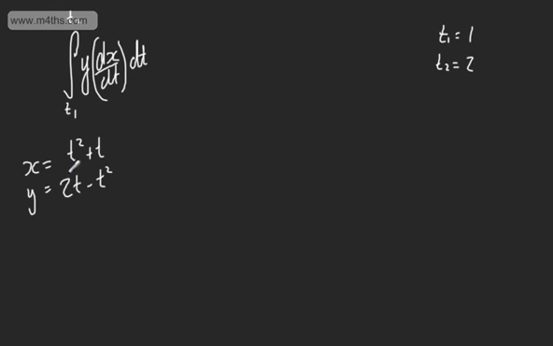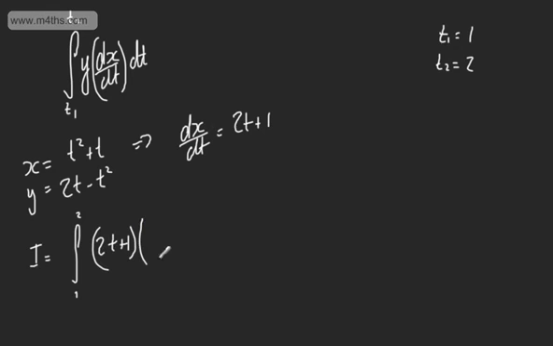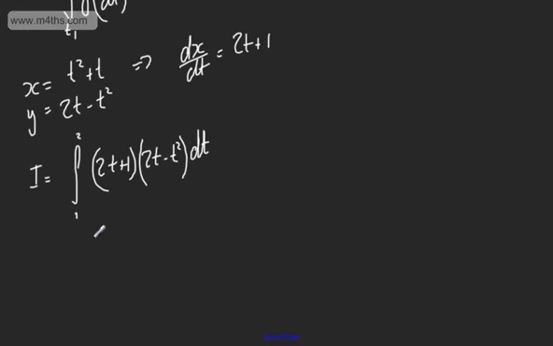So all we would do here, we could say that the integral I would be equal to, what I want is dx/dt. So from here, dx/dt is going to be 2t plus 1. So we're going to have the integral from 1 to 2, and then we take this value right here. That's dx/dt, so we've got 2t plus 1, and we're going to multiply that by 2t minus t squared, and now we're integrating this with respect to t. So this would just be a simple integral from here. We would go ahead and multiply this out. Let's just expand this out.